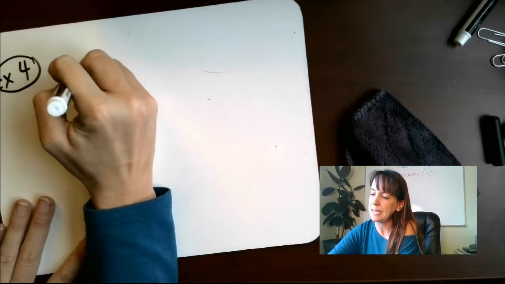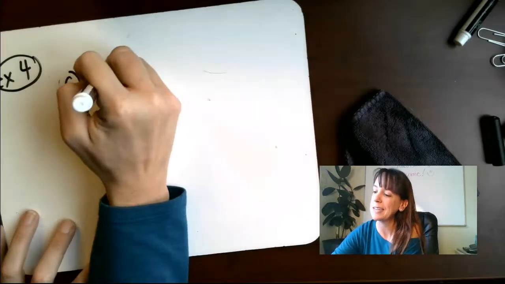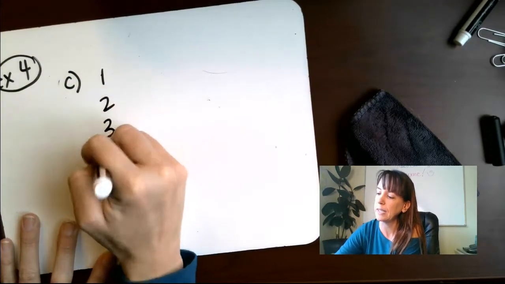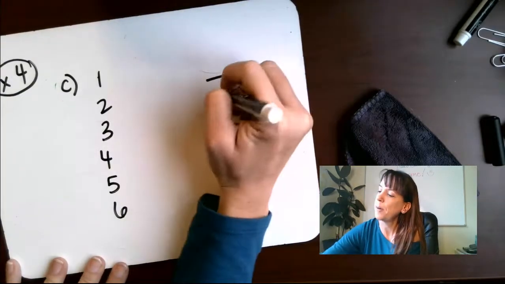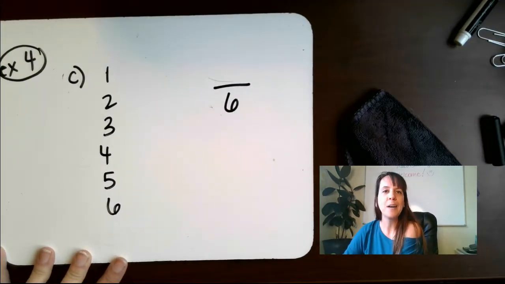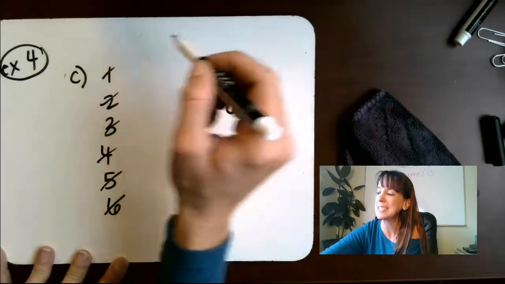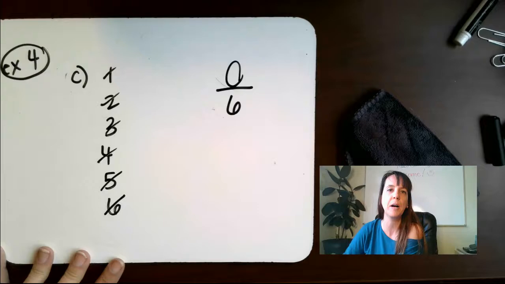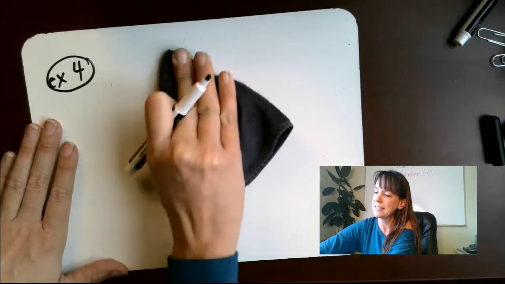All right, for C, we have a number greater than 6. Again, we have 1, 2, 3, 4, 5, 6, and the total possibility is 6, right? A number greater than 6, well, it can't be 6, can't be 5, 4, 3, 2, 1. 0 possibility. How about a number less than 7?